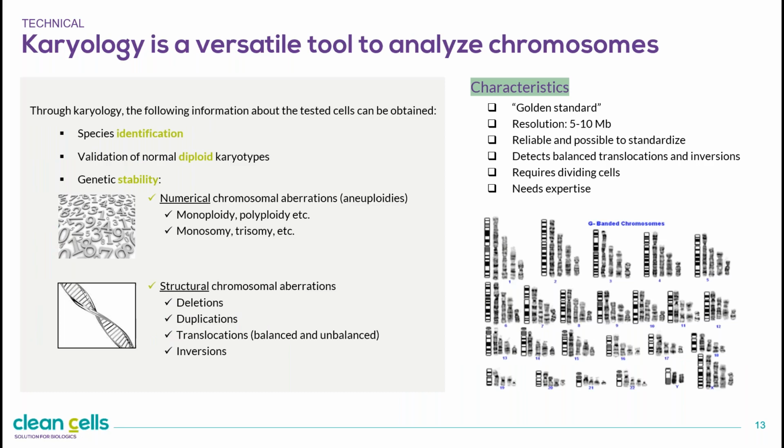Well, Karyology is a very well-established method, and this is the first assay you need to consider when it comes to searching for genetic aberrations. It is a whole genome analytical tool which can detect very reliably all types of aberrations, including balanced translocations and inversions.